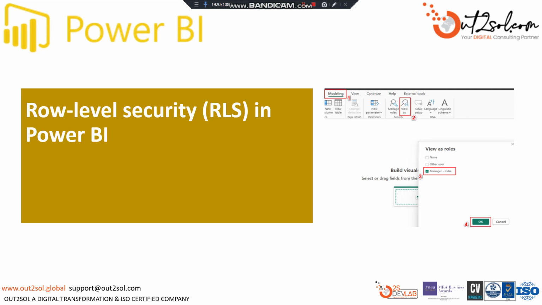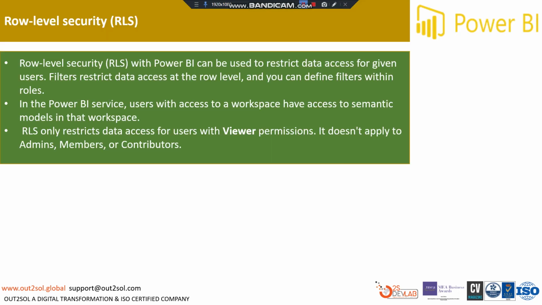Hi, in this video we will discuss row level security in Power BI. Row level security can be used to restrict data access for given users. Filters restrict data access at the row level. You can define the filters within roles.